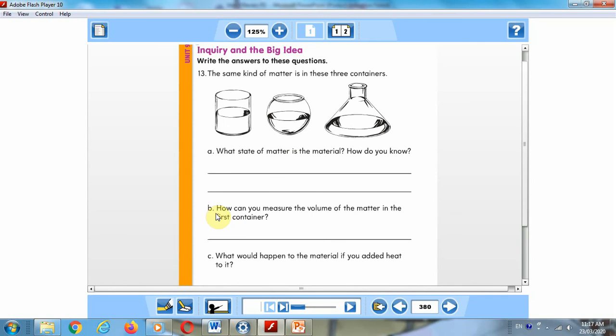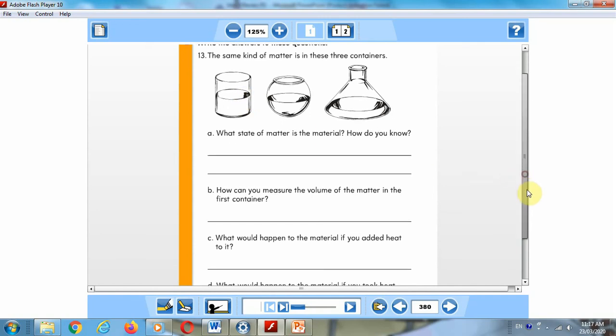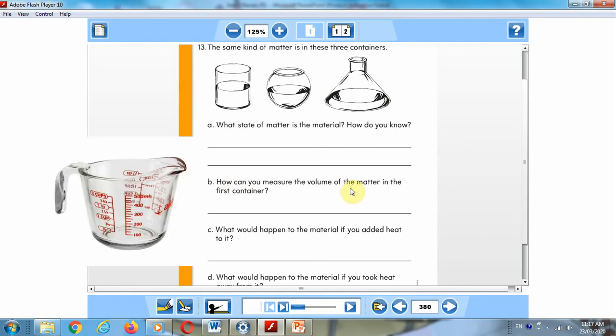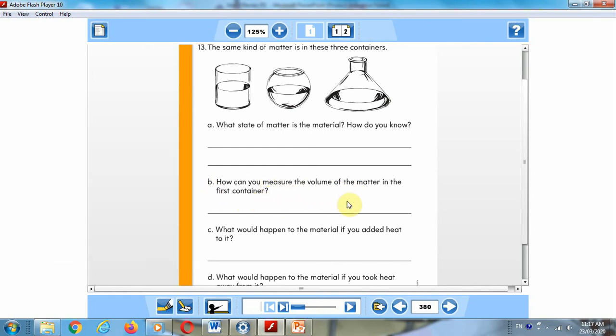B. How can you measure the volume of the matter in the first container? When we want to measure the volume of liquids, what should we use? Which science tool would we use to measure the volume of liquids? We use measuring cups. So we need to use a measuring cup.